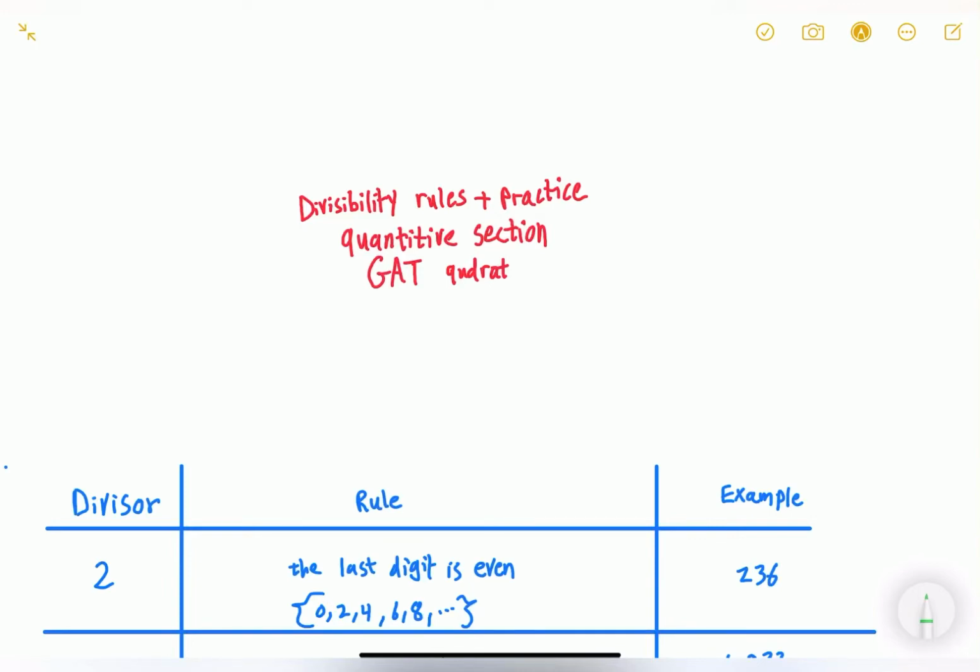This is WizWorks and today we're going to talk about the divisibility rules and have some practice with it. This is a part of the quantitative section of the GAT or Qudrat exam. I would like to stress the importance of the divisibility rules and how recurring they are, so stay tuned and let's get right into it.